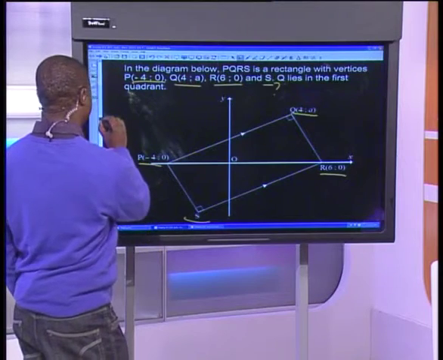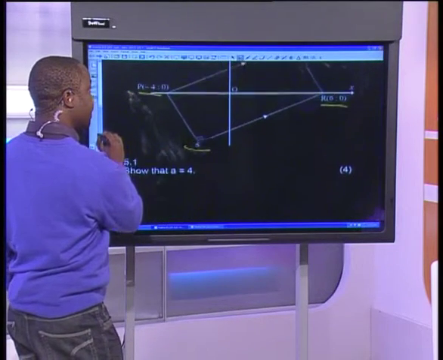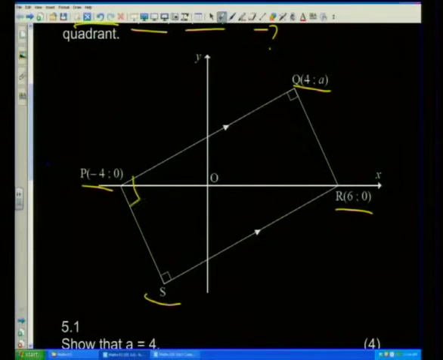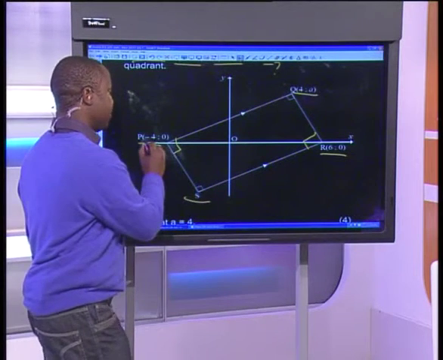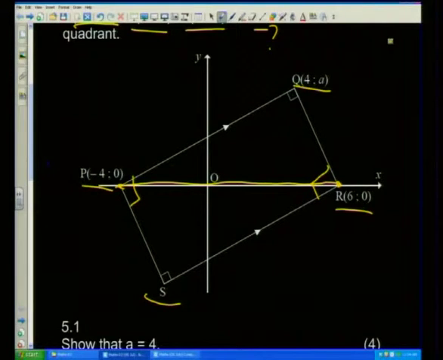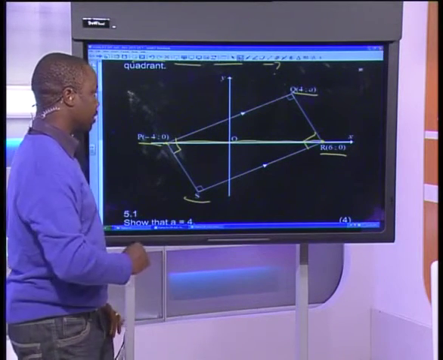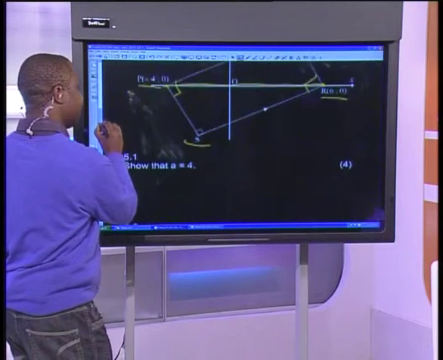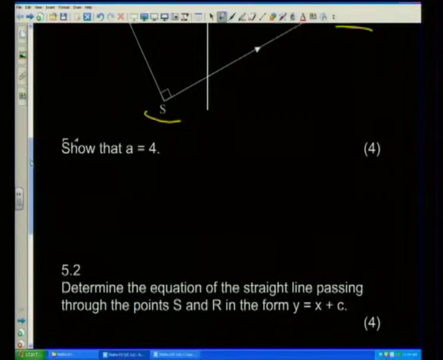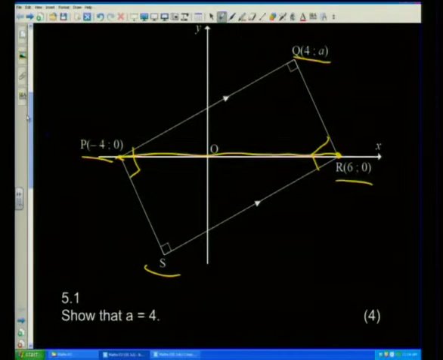Now, the fact that this is a rectangle obviously suggests that all the angles are going to be 90 degrees. That's one thing you know about a rectangle. And note immediately that the line PR is actually the diagonal of this rectangle. This we will use a bit later. The first question that's being asked: show that A is equal to 4. Remember, A is the y-coordinate at Q.